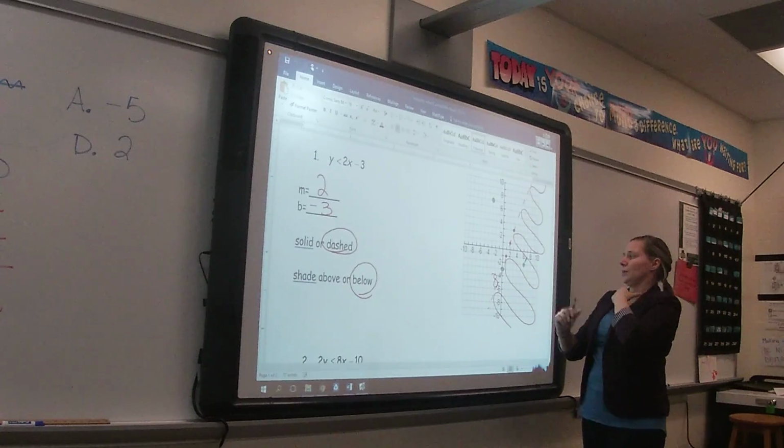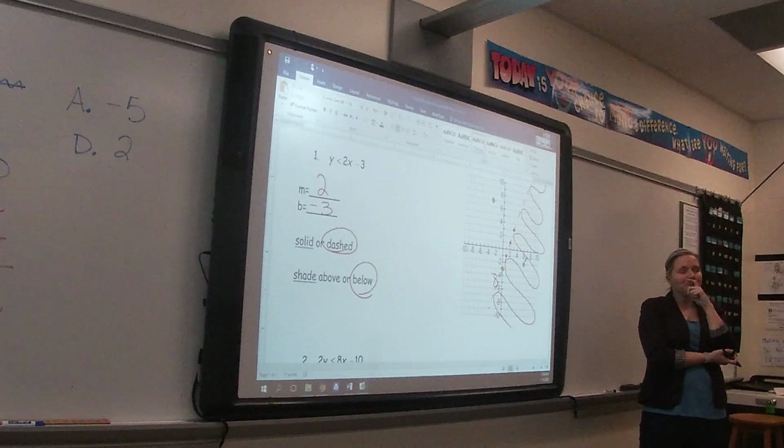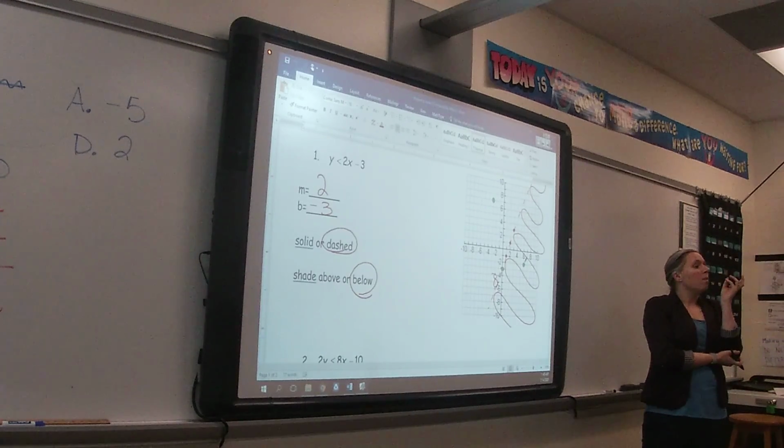Would this be an answer? Yes. Why? Because it's in the shaded section. It's a point that's in this. Yeah. And what about that point? It has X less than.